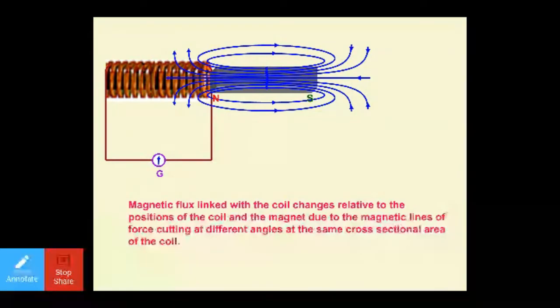First thing what you'll have to keep in your mind: magnetic flux linked with the coil changes. It means what is happening when the magnet was coming closer to the coil. When the magnet was coming closer to the coil, what do you observe? You simply observe that there is the development of the induced EMF. There was the flow of the current. Furthermore, let us talk about the observations.